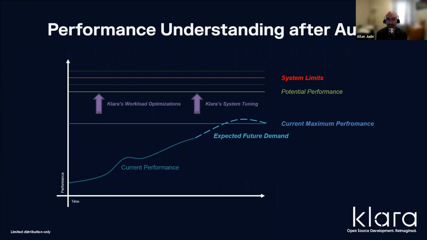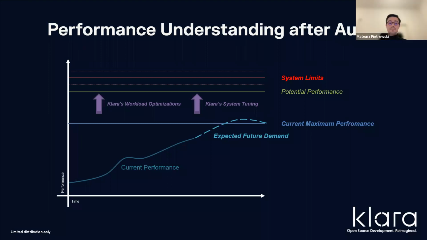The first part is that, as we saw in the first graph, most times people don't actually know what the current maximum performance is. They have some suspicion of what it's supposed to be, but not what it actually is. And so they run into it a lot sooner than they expected. And then, like you see on the graph here, the expected future demand actually exceeds the current maximum performance, which means the system won't actually be able to keep up.